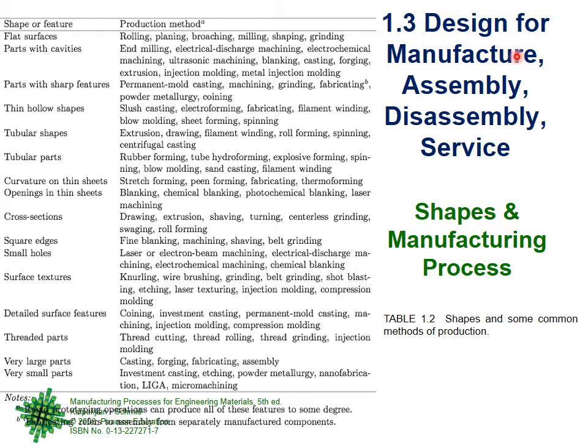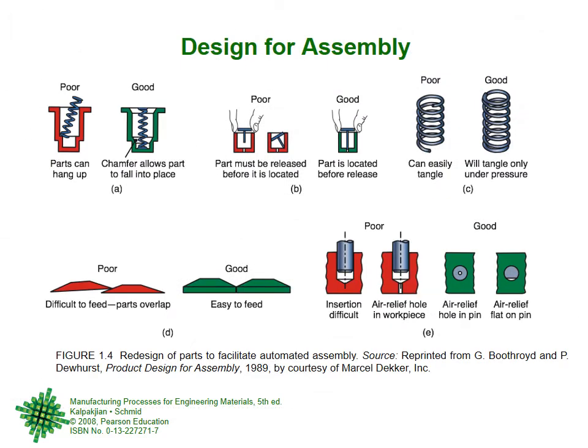You can read it quickly in the book. Here it is summarized that these are the shapes or features and these are the methods by which they will be produced, right? So you have to design for manufacturing at the time, you have to design for assembly, and therefore which shapes can be produced by what type of manufacturing processes. Design for assembly.